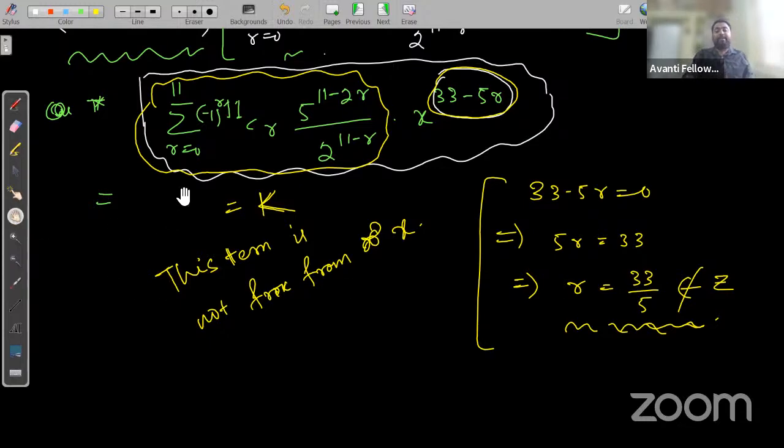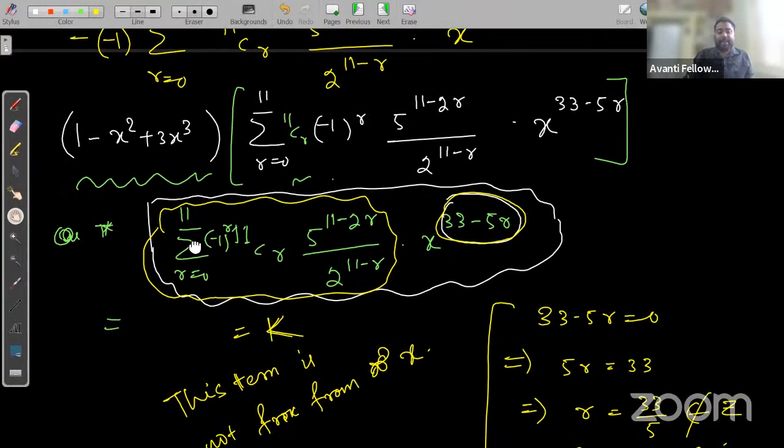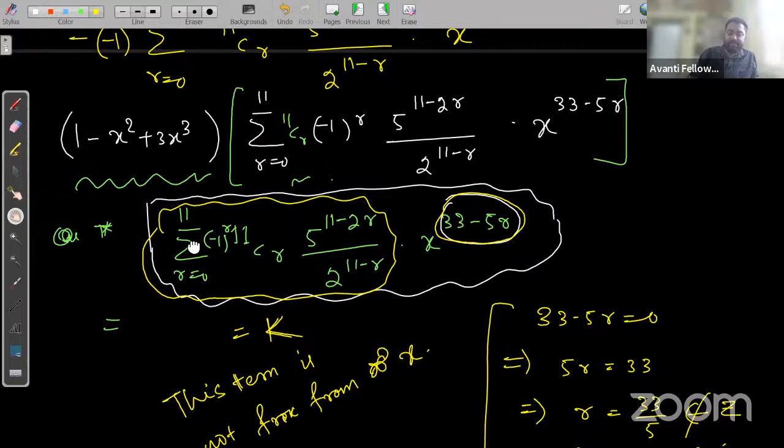Then come to the second scenario. Second scenario, it is saying minus x square. So I'm taking the second scenario, minus x square, into the expansion.